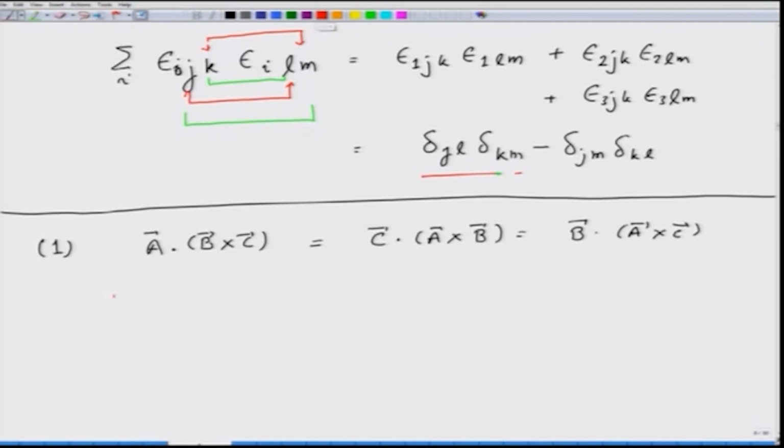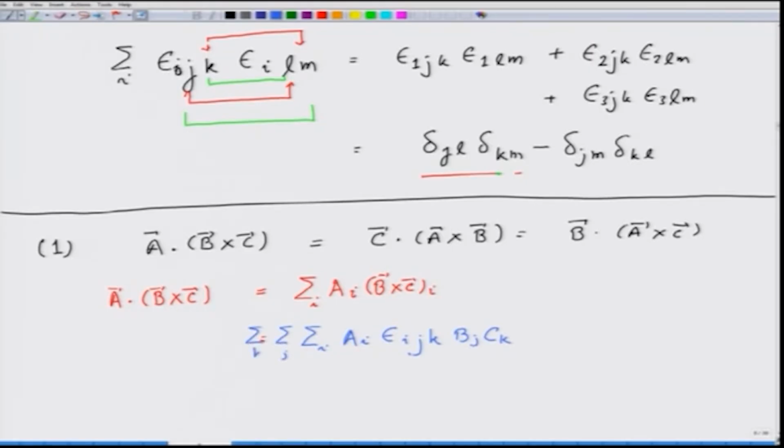Let us take A dot B cross C, which is going to be nothing but A_i (B cross C)_i, summation over i by definition of dot product, which I can write as summation over i A_i epsilon_ijk B_j C_k, and then I am summing over j, I am summing over k. So, A dot B cross C is equal to this.